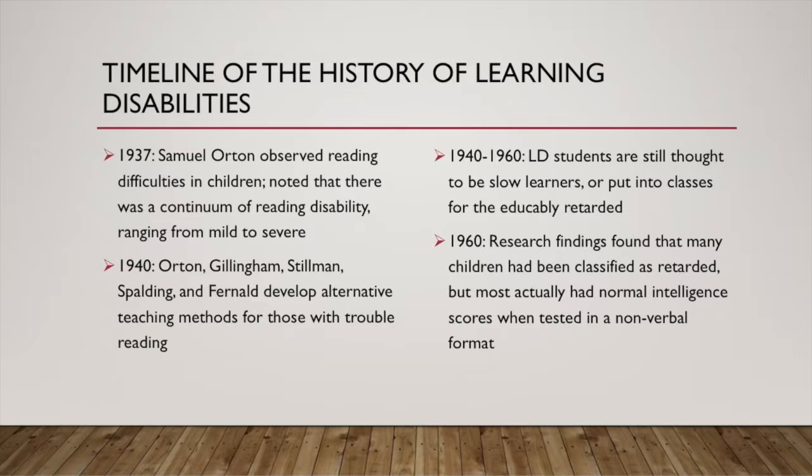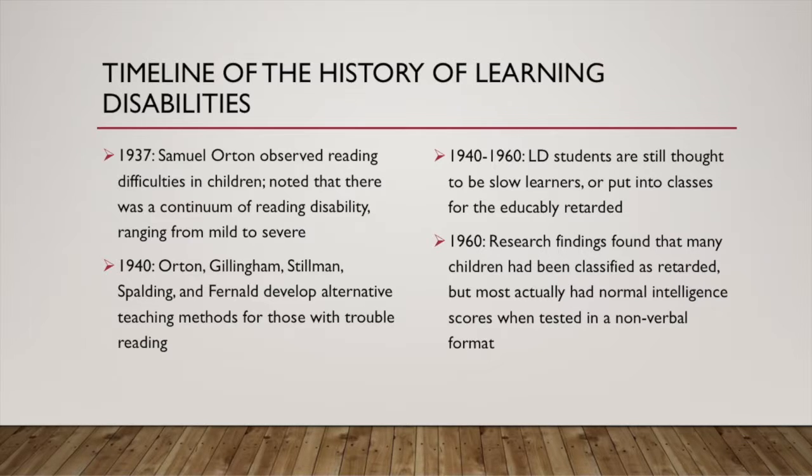So, a timeline of the history. In 1937, a man named Samuel Orton observed reading difficulties in children and noted that there was a continuum of reading disability ranging from mild to severe. And then in 1940, Orton, Gillingham, Stillman, Spalding, and Fernald, a group of people, developed alternative teaching methods for those with trouble reading.